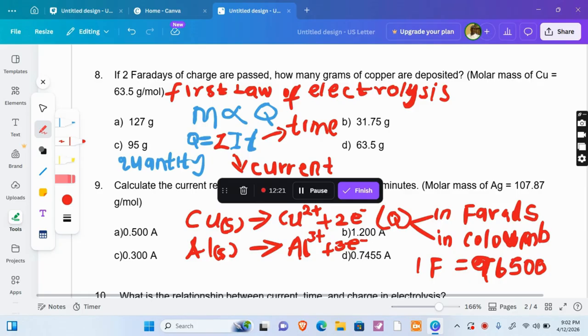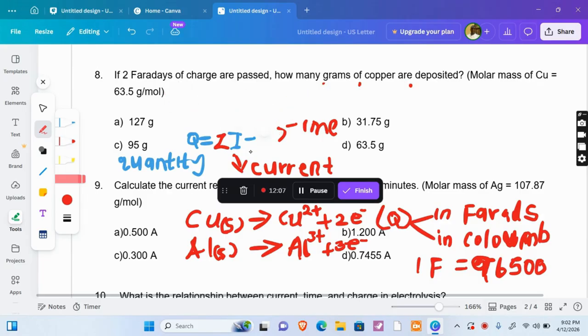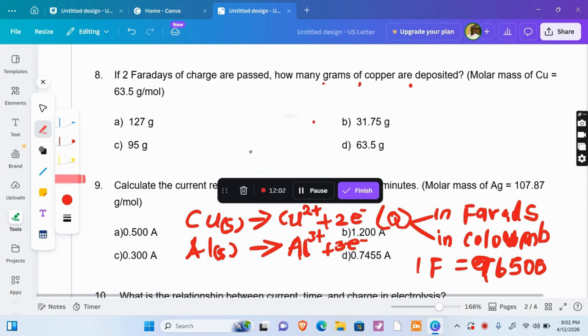I'm going to clean this one here so that there'll be space for us. Let me see if I can shift it to one side. But I think the space will not be enough. So I'm going to clean here so that we'll solve this first question on Faraday's laws of electrolysis.